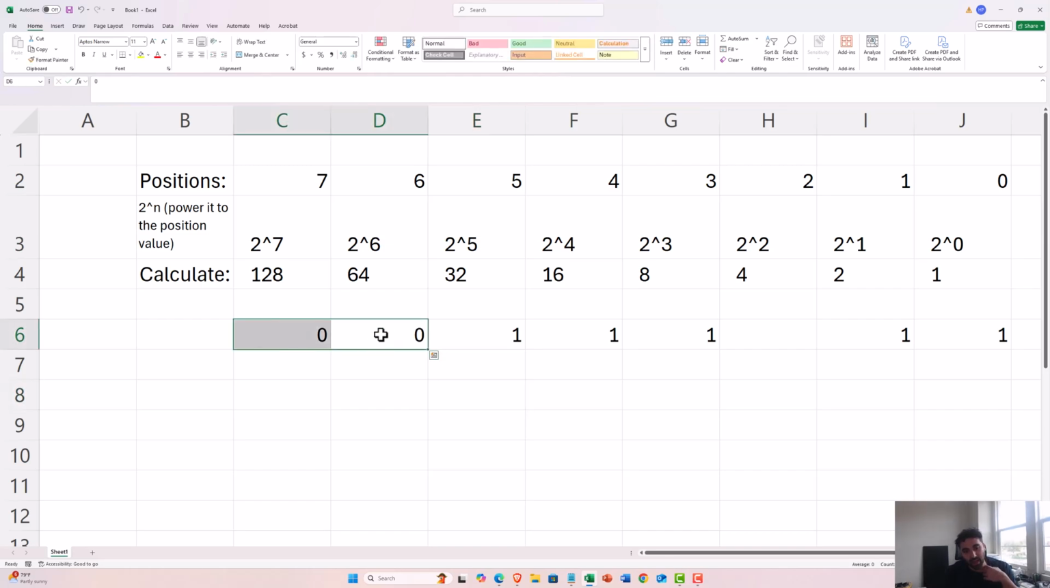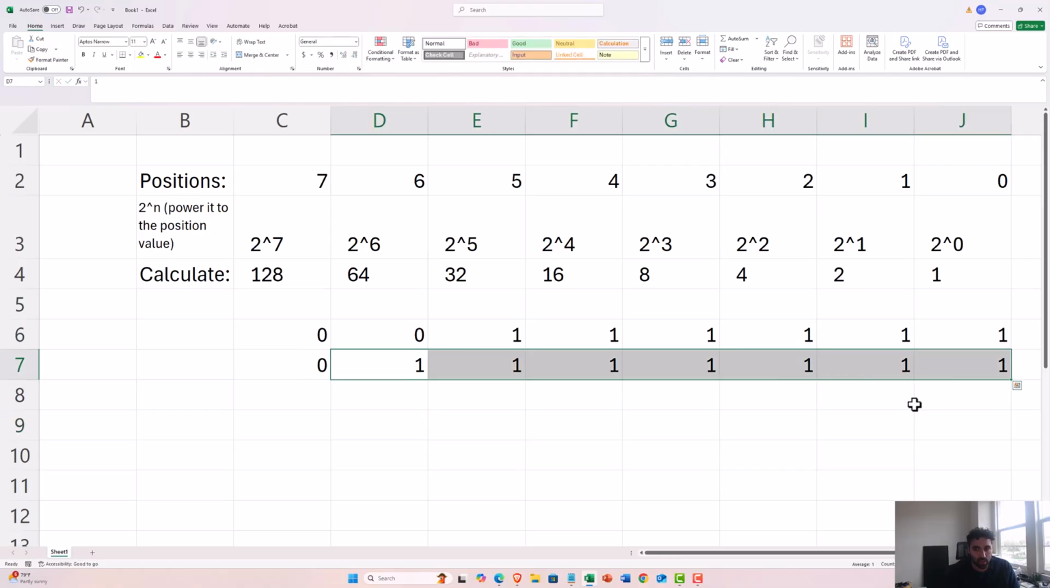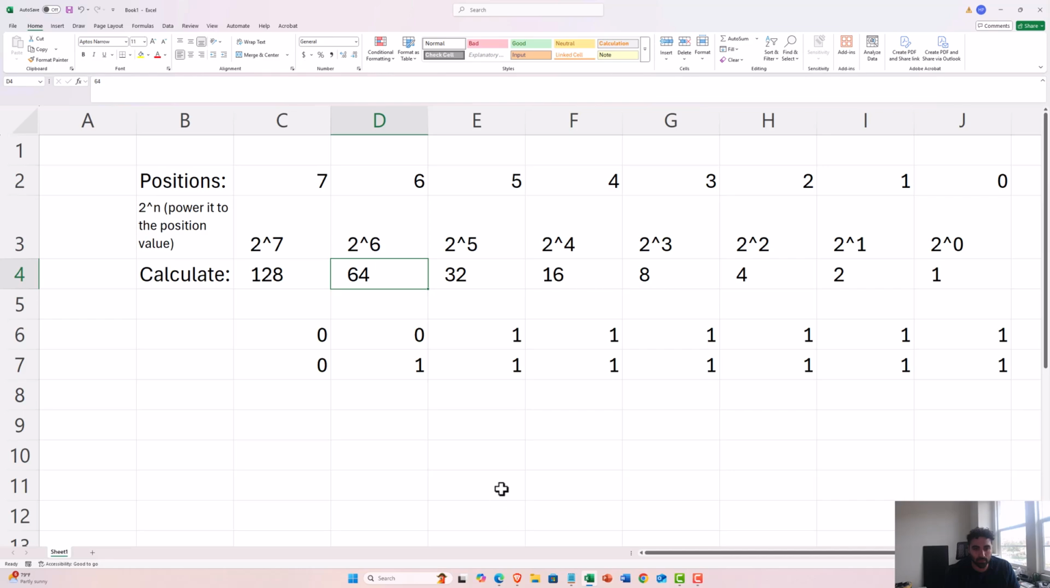And the last 2 octets are going to be 0. All right? So what does it mean if 2 to the 6 equals 64? That means starting from position 6 all the way down to position 0, if it's going to be all 1s, when you calculate and add up all these 1s, it will equal 64.